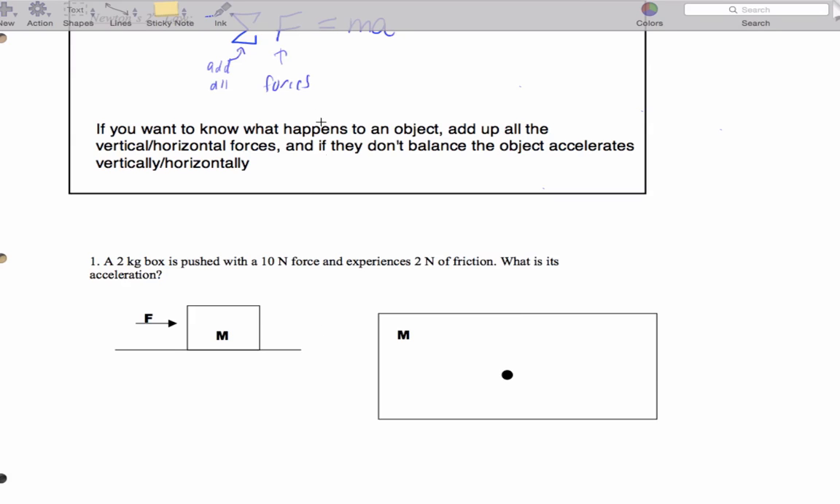Alright, here we go. So I've got a 2 kilogram box pushed with a 10 Newton force and it experiences 2 newtons of friction. What is its acceleration? So to actually figure this out, I'm going to draw a free body diagram. So I have the normal on the box, I have its weight, and I apply this gravity force horizontally.